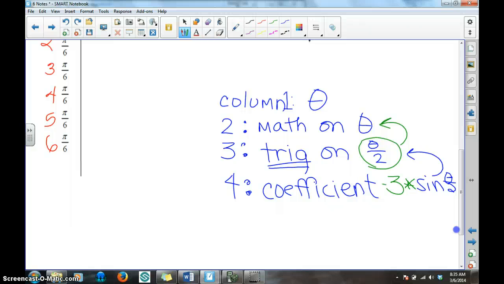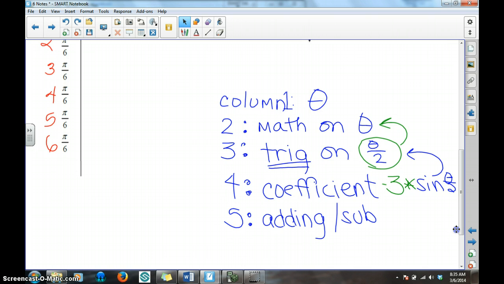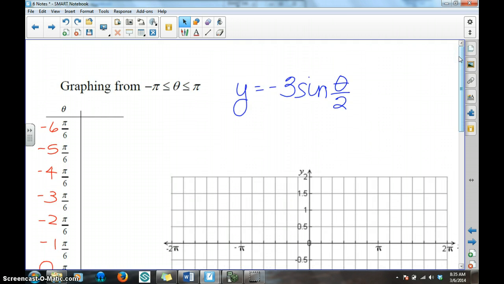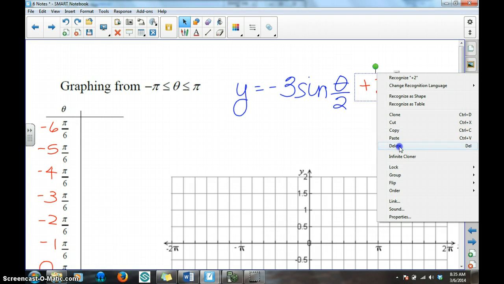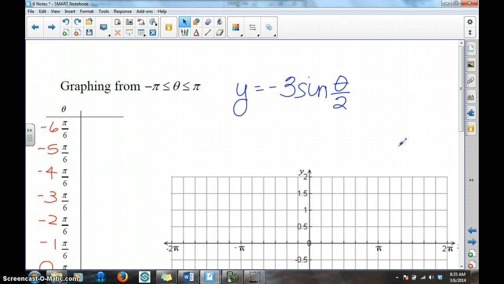Thank you. And then last but not least, if there was any addition or subtraction in the question, and I didn't do that to you just yet, that would happen last. If there's any adding or subtracting to the entire trig function, like if I were to have put a +2 on there, that would be the last thing that you calculated. I'm not going to do that to you just yet. We're going to start pretty simple, not excruciatingly simple, but pretty simple.